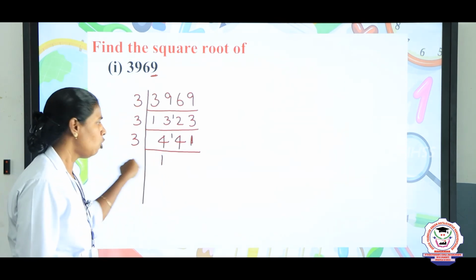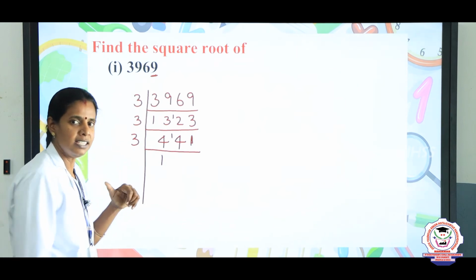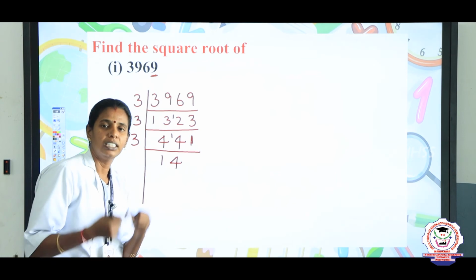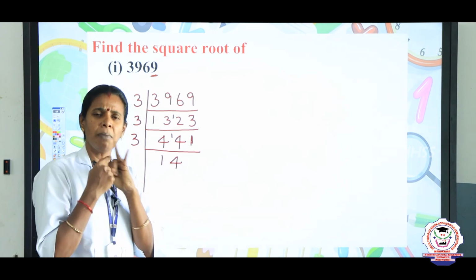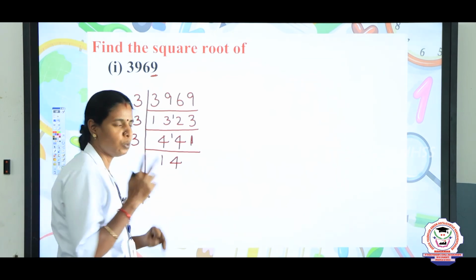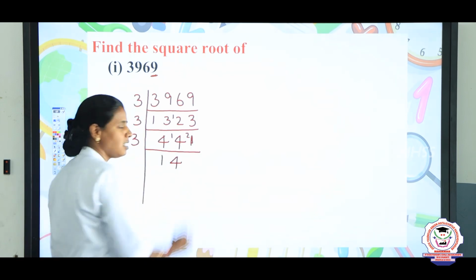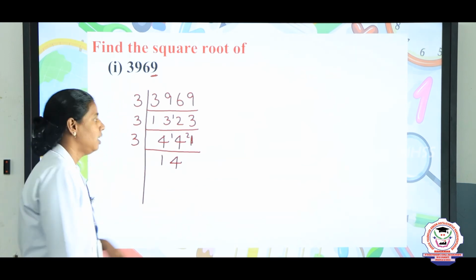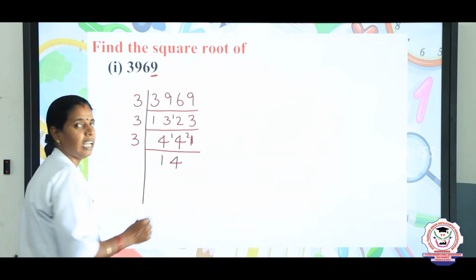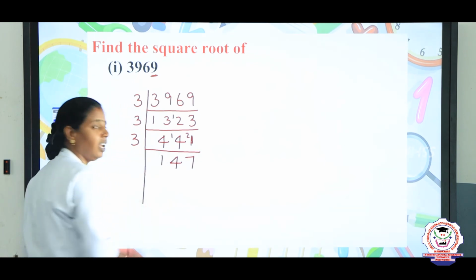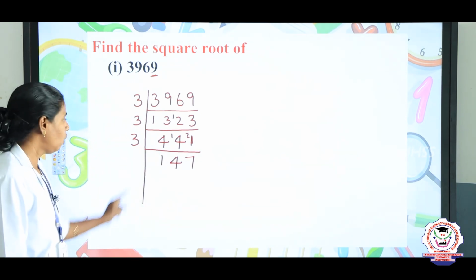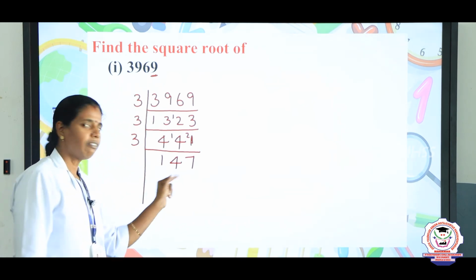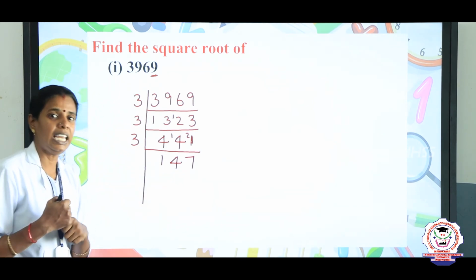Now 14, how many times is it possible, children? Yes, 3 4s are 12. 12 after 13, 14. What is the remainder now? The remainder is 2. So join the 2 with the next digit. Then it will become what? 21. Now 21, how many times in 3? 3 7s are 21. Okay, now the answer is 147.